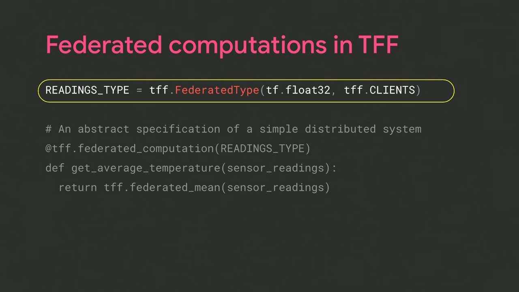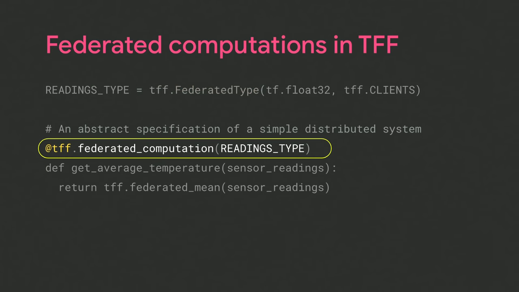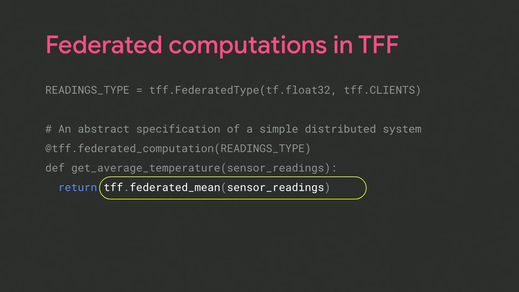The section of code that I have highlighted right now declares our federated type that represents our input. So we can see we're defining both the placement, so this is at the TFF clients, and that each data item is a TF float 32. Next, we're passing this as an argument to this special function decorator that declares this a federated computation. And here, we're invoking our federated operator. In this case, it's that TFF federated mean on those sensor readings.